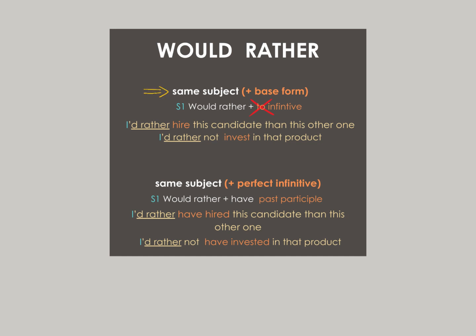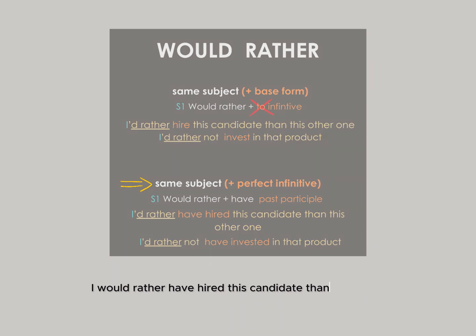For example, I would rather hire this candidate than the other one. If you want to talk about preferences in the past, you have to use would rather and a perfect infinitive. We form a perfect infinitive with to have plus the ed form of the verb or the past participle of the verb. For example, I would rather have hired this candidate than the other one.